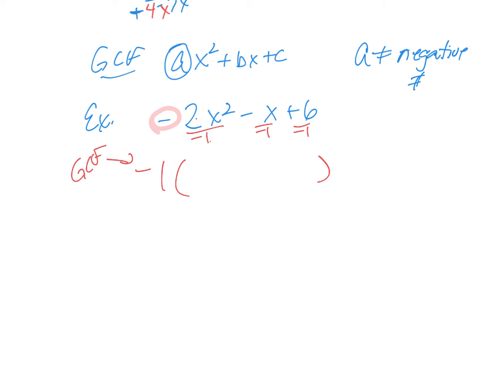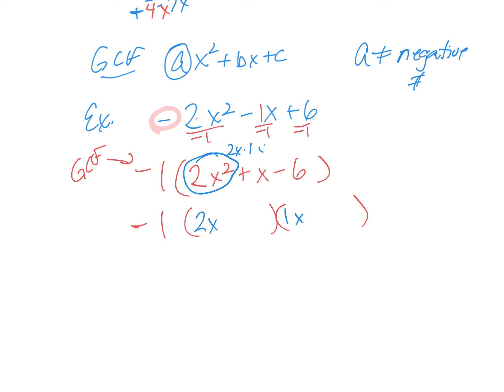Negative 2 divided by negative 1 is a positive 2x squared. A negative 1x divided by negative 1 is a positive 1x. And a positive 6 divided by a negative 1 is a negative 6. And then now we're going to take our trinomial and turn it into 2 binomials. So ask yourself, how do I get 2x squared? Well, 2x times 1x, right?